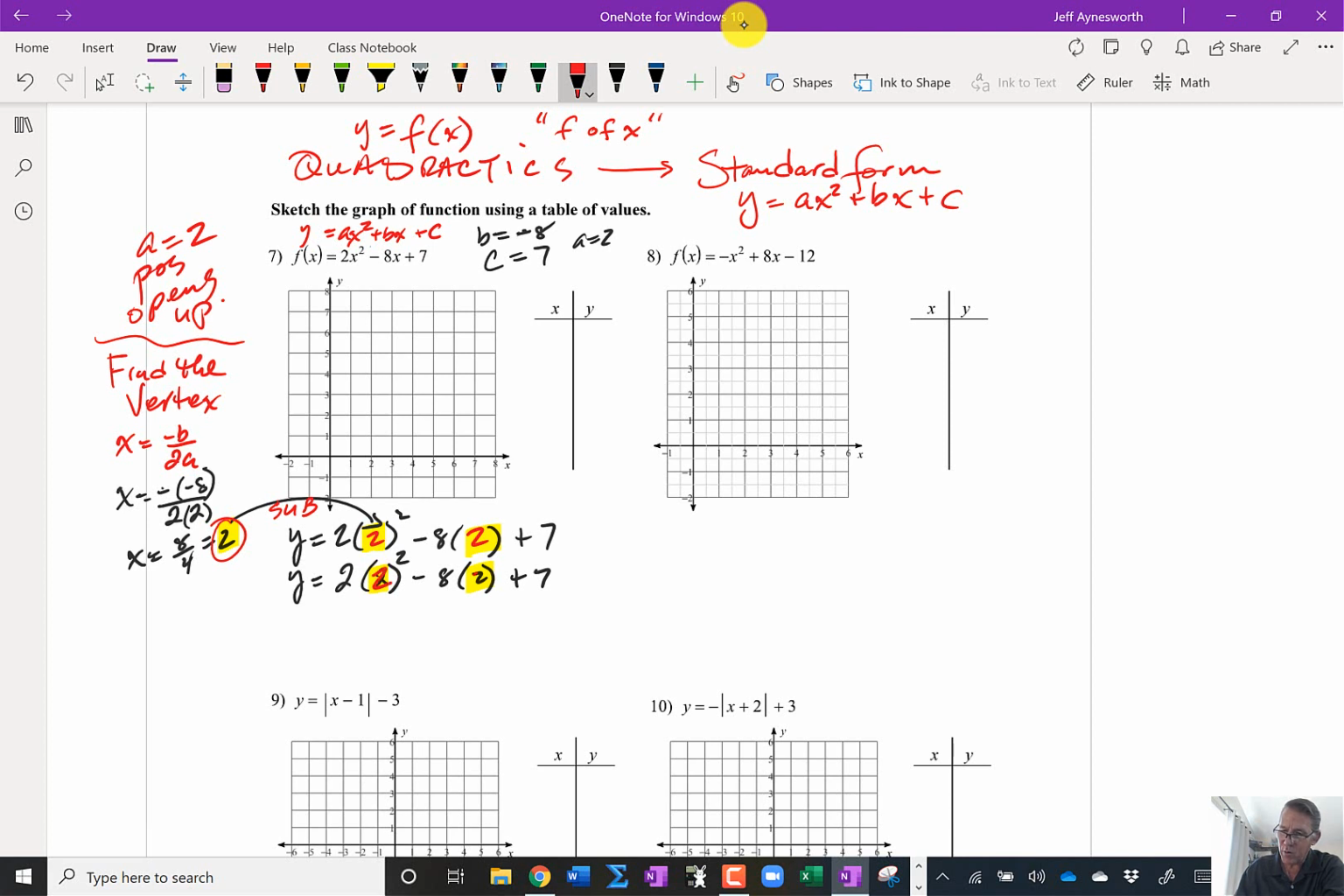And then you follow the order of operations. So here we go. 2 squared is 4, times 2 is 8. 8 times 2 is 16. 8 minus 16 is negative 8, plus 7 is negative 1. So when x is 2, y is 5. So my vertex in this problem is 2, comma 5.